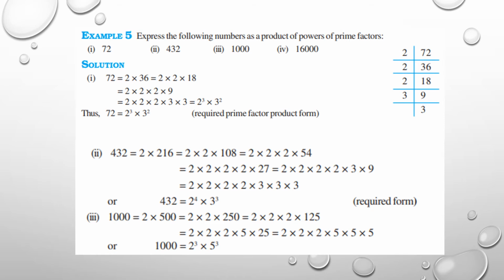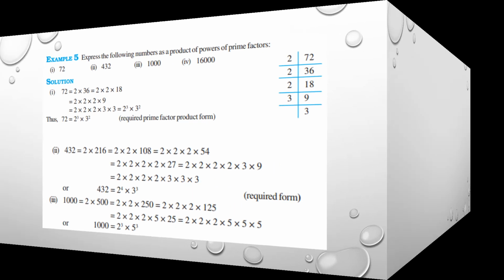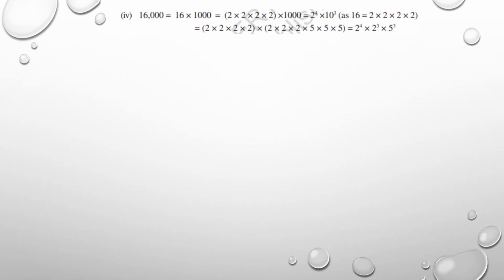Third question, 1000. The prime factorization of 1000 is equal to 2 into 2 into 2 into 5 into 5 into 5. Therefore, it can be expressed as 2 cubed into 5 cubed. The fourth question is 16,000. The prime factorization of 16,000 is equal to 2 raised to 7 into 5 cubed.